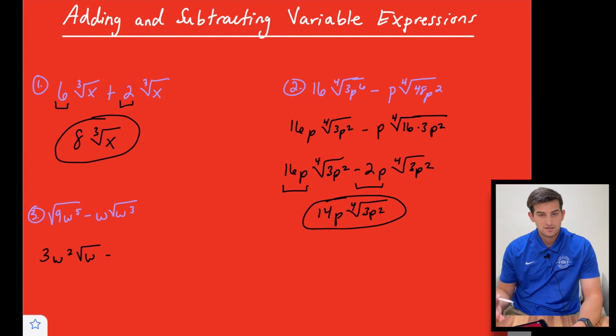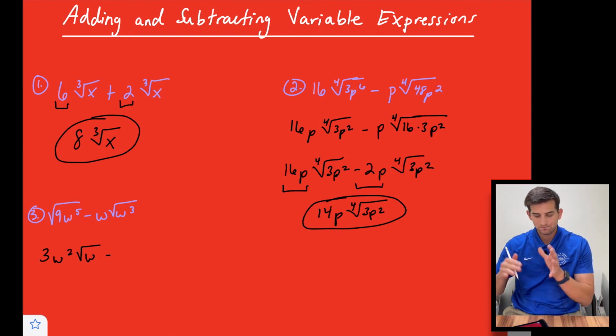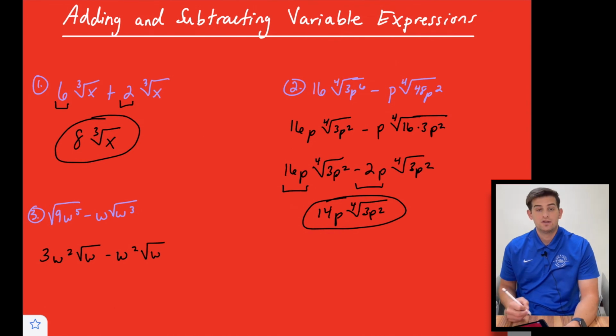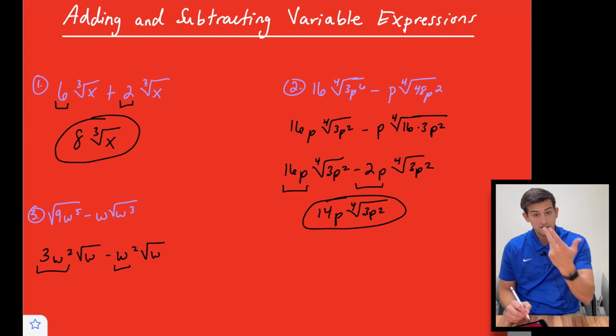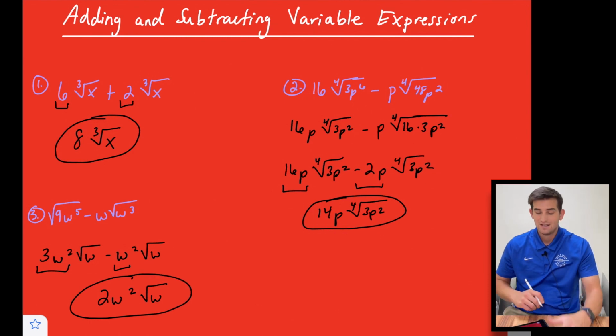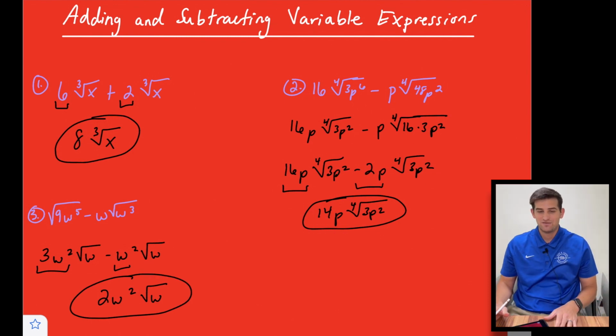Now, the next part of my expression, w cubed, we could pull out w squared times w, so we could pull out 1w. So this is now going to be w squared, and we are left with the square root of w on the inside. So now we have 3w squared minus 1w squared, so this is going to be equal to 2w squared times the square root of w, okay? And that's it. That's how you can add and subtract variable expressions.